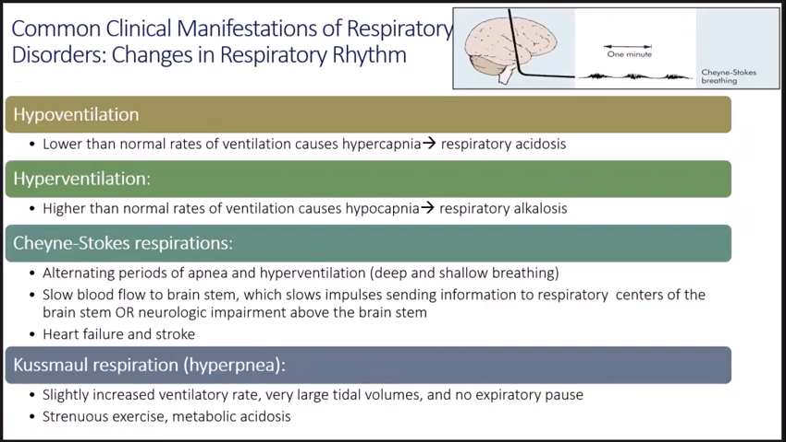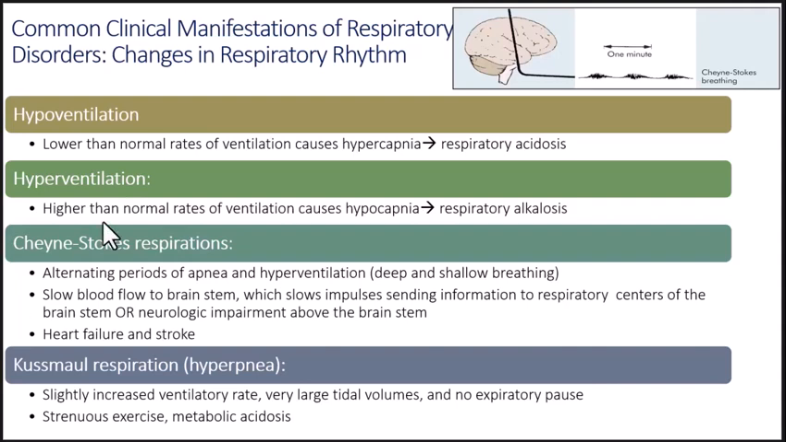Now we'll talk about clinical manifestations of respiratory disorders in terms of respiratory rhythm changes. We've already looked at hypo and hyperventilation. Hypo referring to lower than normal rates of ventilation, and this can cause hypercapnia. Again, that's because you're not able to breathe out enough carbon dioxide, so it builds up in the blood. And this can lead to respiratory acidosis, where the levels of carbon dioxide are too high, and there's an association there with acidity.